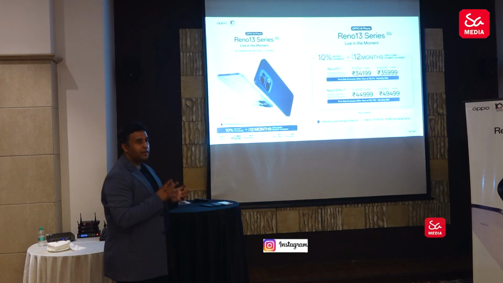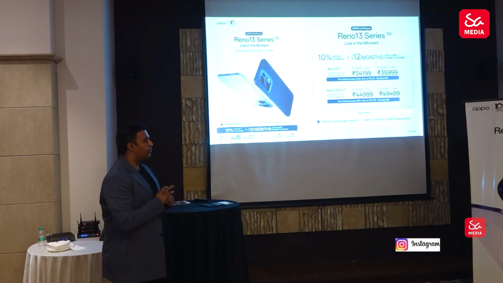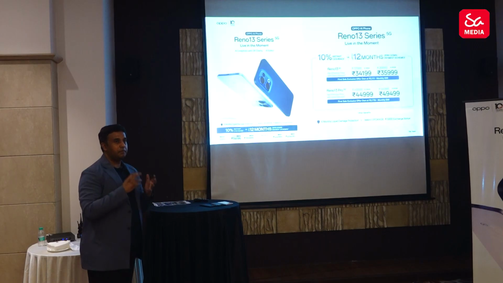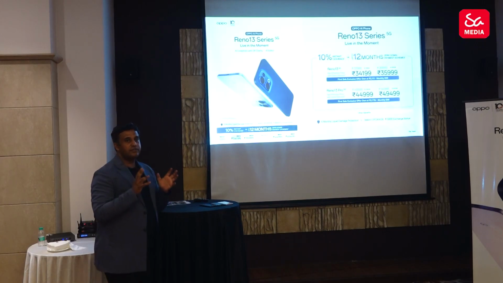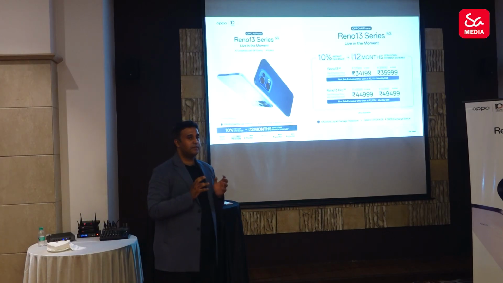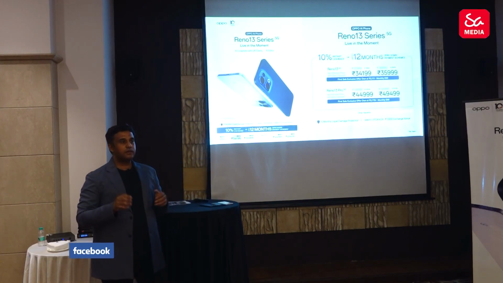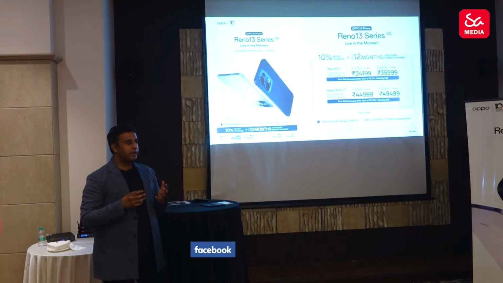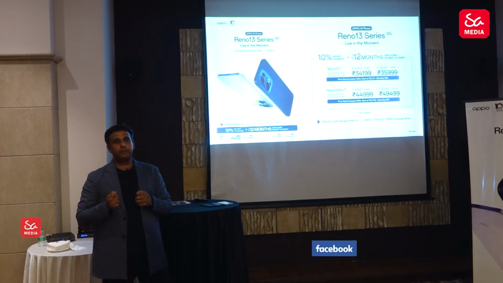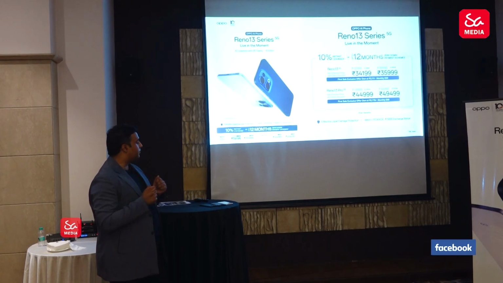Right. So now let's come to the pricing and the offers. The OPPO Reno13 starts at 37,999. There are 4 kinds of offers that we give in the Reno13 series in the sale. The first one is the 10% cashback with all leading banks. The second thing is for affordability, so there is a 12-month zero depreciation EMI scheme for the consumers.